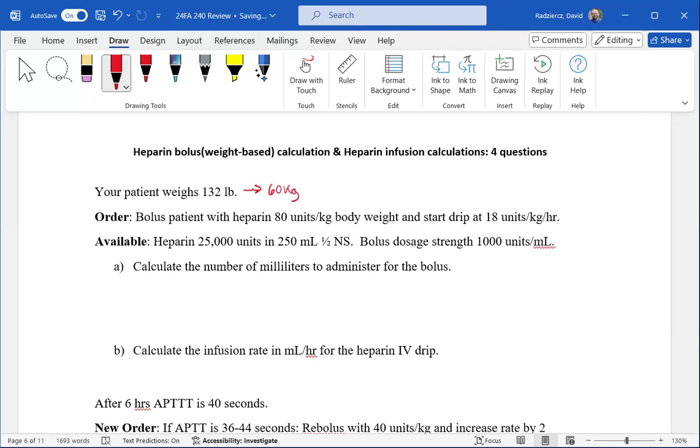Now, sometimes if you're lucky, they'll give you kilograms, okay? So I'm going to take that patient's weight in kilograms, 60, and multiply by my order, which says 80 units per kilogram. 60 times 80 is 4,800 units.